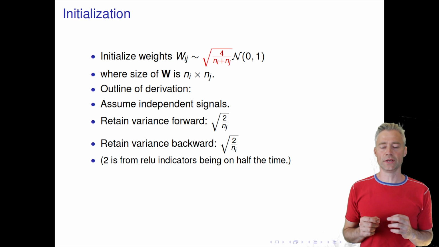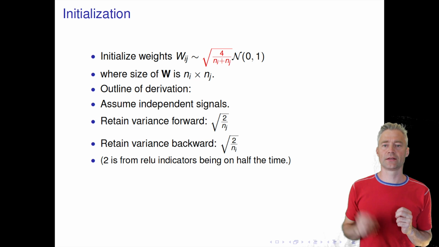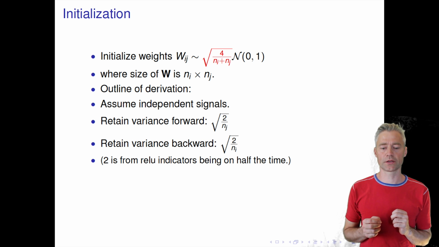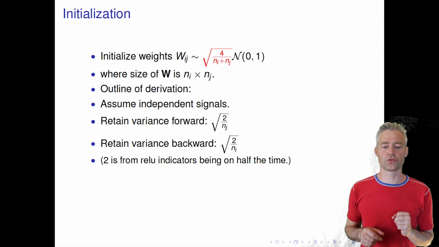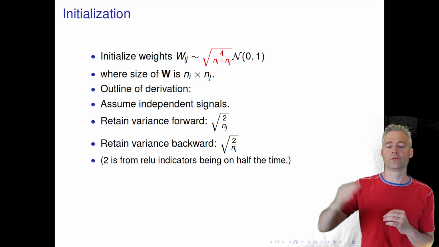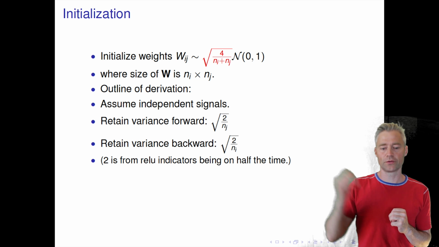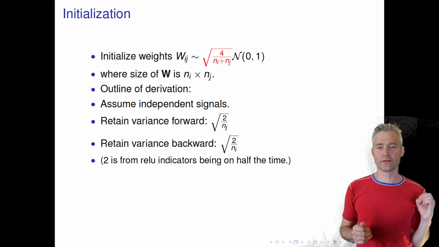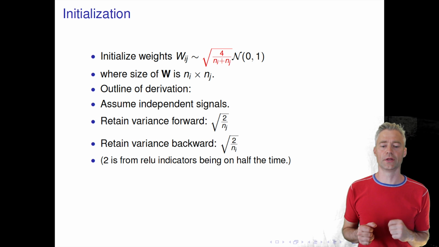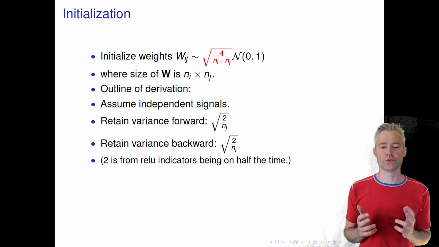To retain the variance forward, assuming we have tangent hyperbolic activation functions, we need the square root of 2 divided by n_j, the number of connections in the layer post. And to retain the variance when we do back propagation, we need 2 over n_i, where n_i is the preceding number of weights. So a compromise between these two is this Glorot initialization.